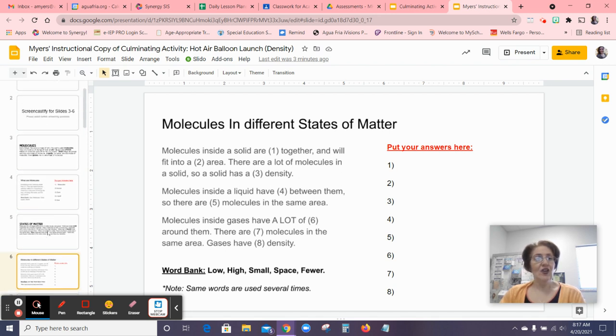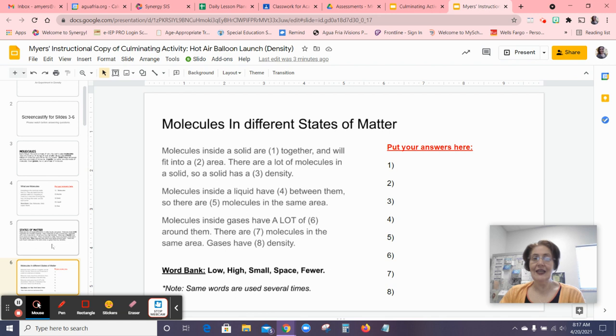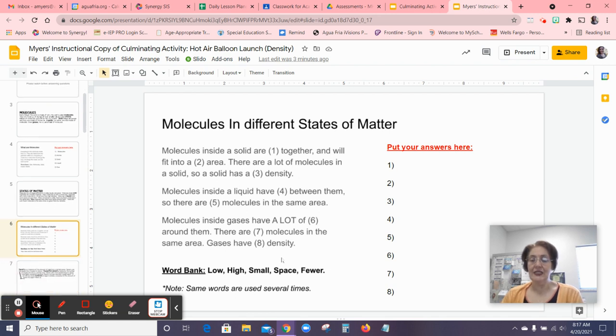All right, so that is the slides. This is the Screencastify for these two slides. When you complete it, then you can go on to the next slides and complete those as well. All right, good luck on your culminating activity. I can't wait to get to the end, where we actually get to see how all of this works.